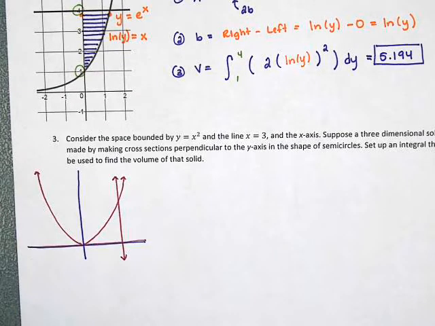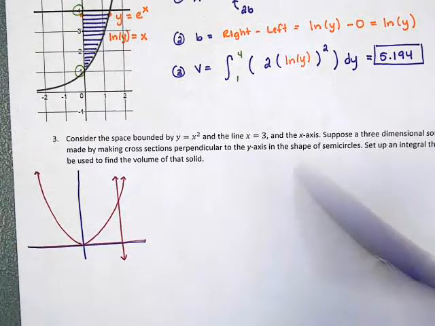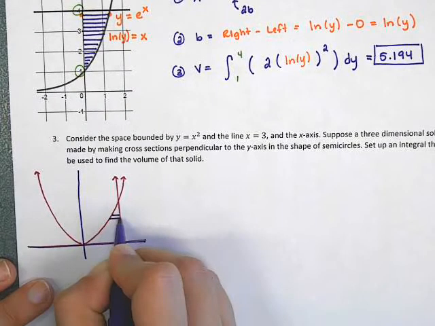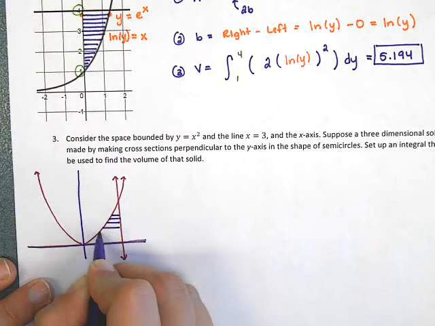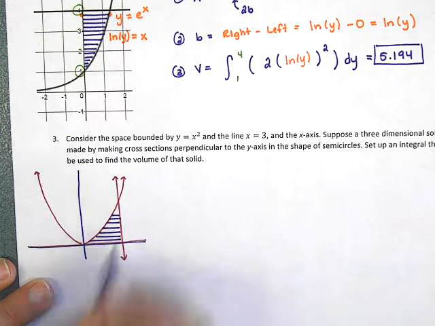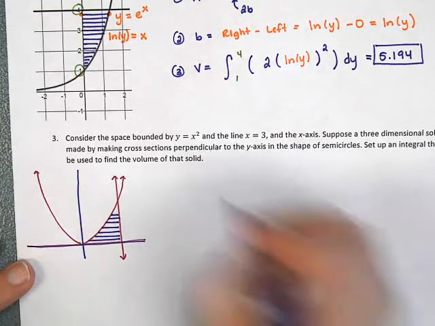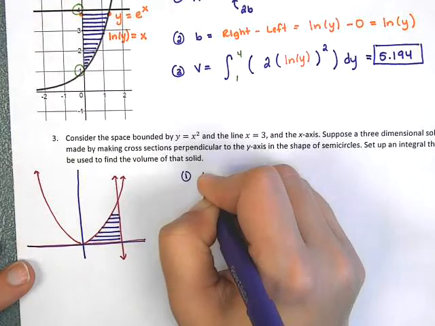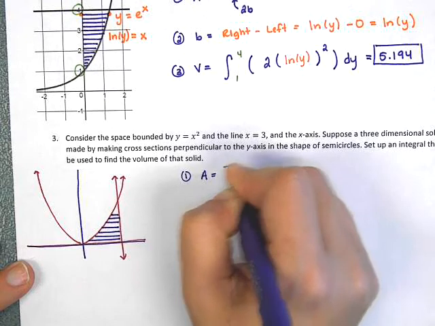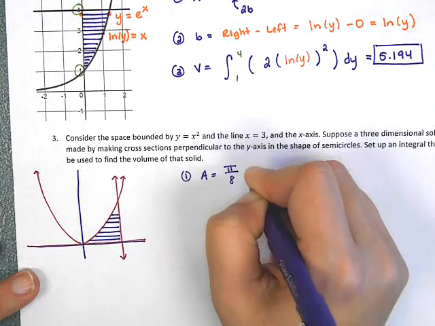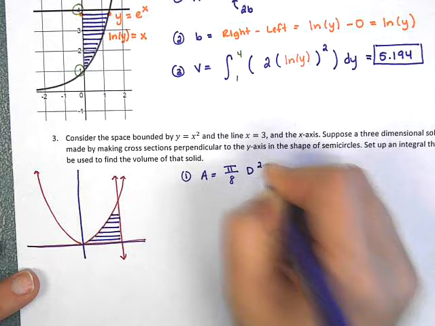Suppose a three-dimensional solid is made by making cross-sections perpendicular to the y-axis. So because my cross-sections are perpendicular to the y-axis, they would run from left to right, and they would look like little lines when I'm looking at it from above. Each of these cross-sections is going to be a semicircle. So the area formula that I would use for a semicircle would be pi over 8 times the diameter squared.